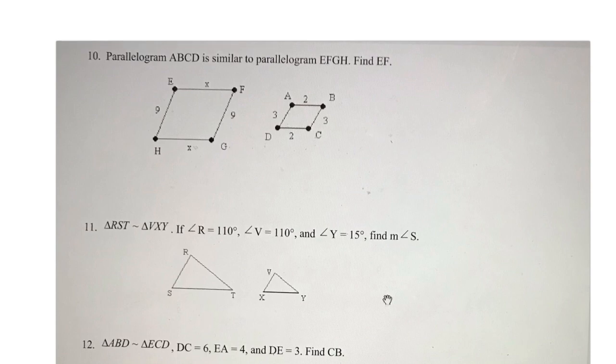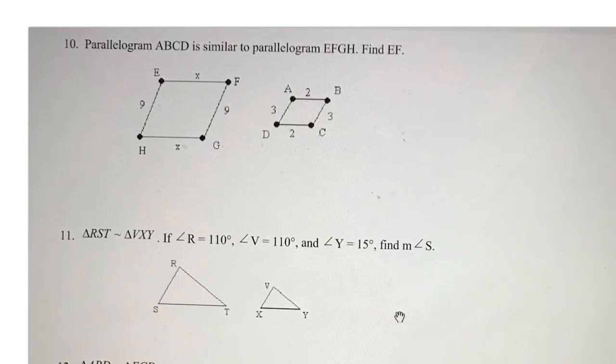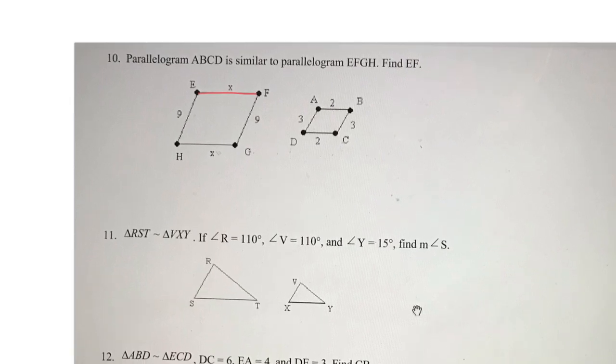Okay, looking at this one, parallelogram is similar to blah, blah, blah. Find EF. Okay, fine. So we want to find EF. Let's see. So AB corresponds with EF, apparently. So we have these things right here. And the question is, how did we get from 3 to 9? Well, we would have had to multiply 3 times 3 to give us 9. So we're going to do the same thing to this 2 to find the x. So 2 times 3 is 6. So x equals 6. That's how you do that one.